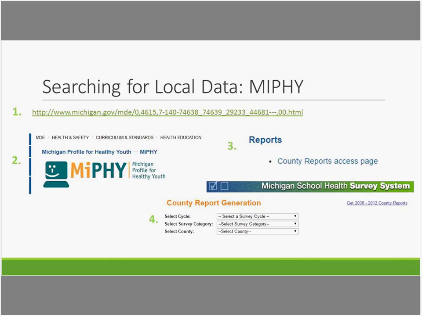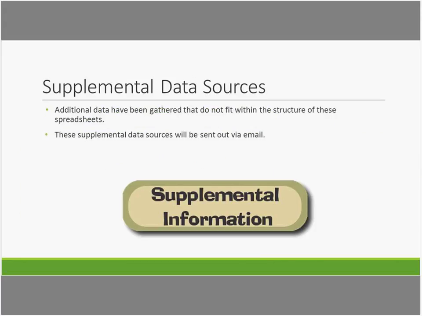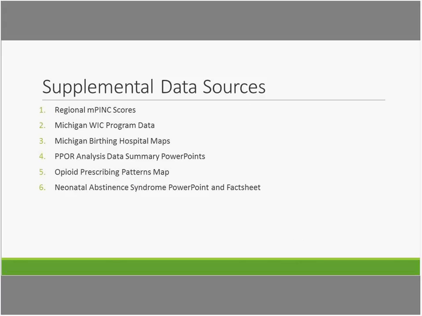I'm going to go back to the presentation for just a second. A little bit about the supplemental data sources. Both the MiFi and the food environment have indicators that are listed on the spreadsheets that we'll be sharing. However, there's a variety of other data sources that you can look at that don't fit within the structure of those spreadsheets. Those supplemental data sources will be sent out by email when we send out the spreadsheets. We're going to show them quickly here as well.